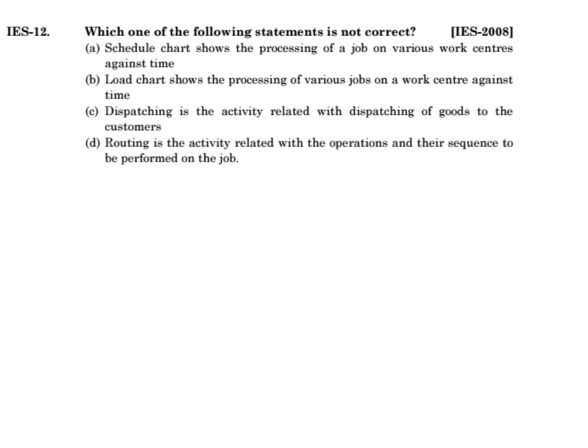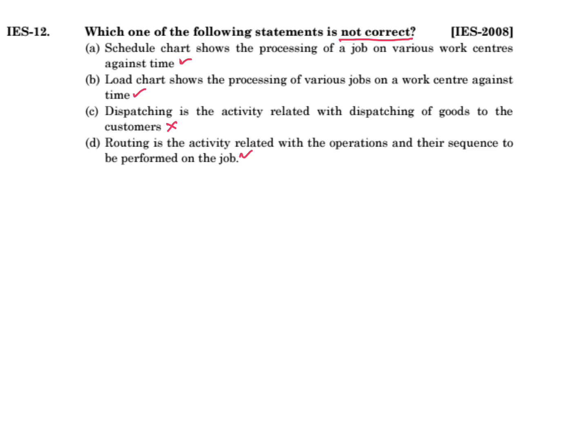Which of the following statements is not correct? Schedule chart shows the processing of jobs on various work centers against time. This is correct. Load chart shows the processing of various jobs on work center against time. Correct. Dispatching is the activity related with dispatching of goods to the customer. No. Routing is the activity related with the operations and their sequence to be performed on the job. So C is the answer, not correct.